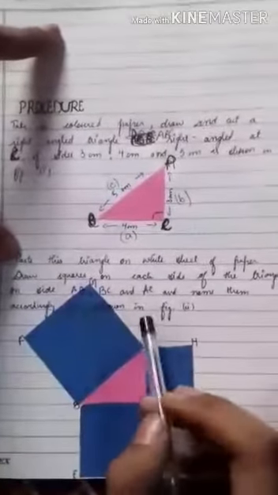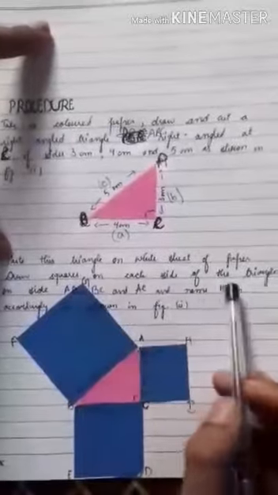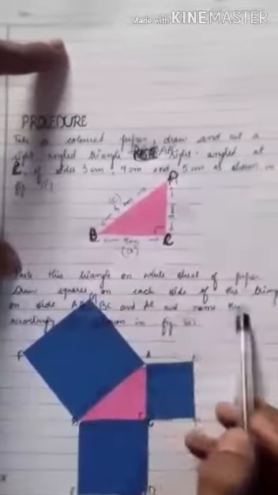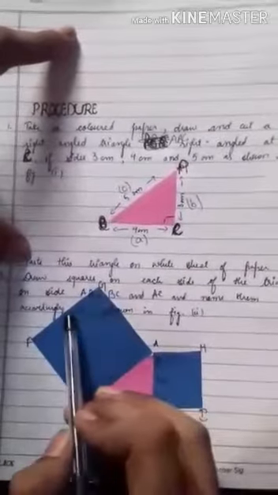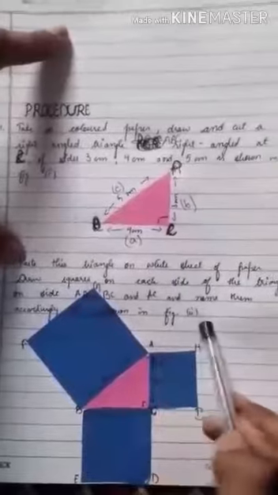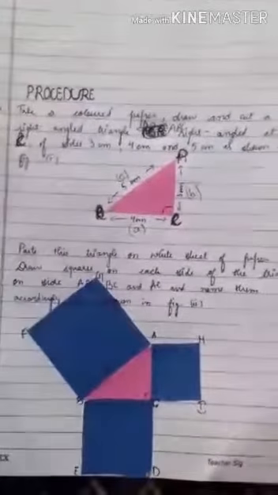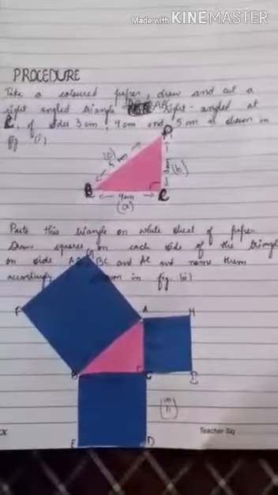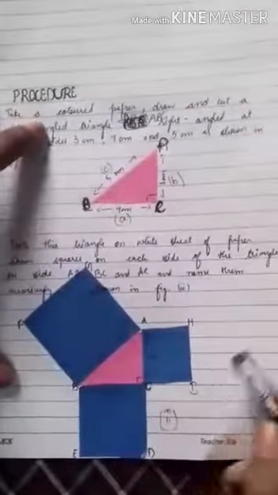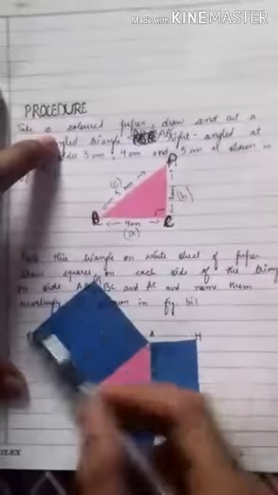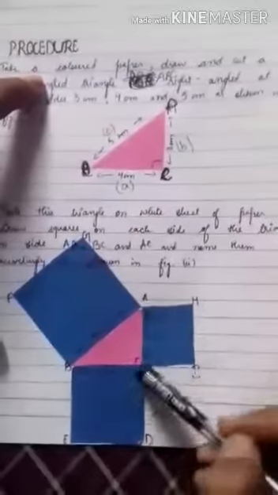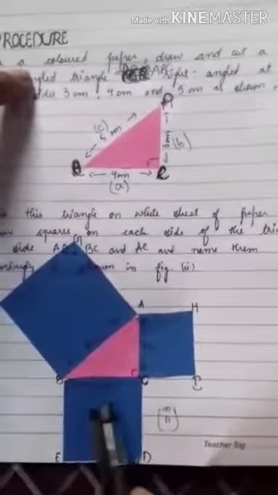Third step, draw a square on each side of the triangle, sides AB, BC and AC, and name them accordingly as shown in figure 2. This is my figure number 2. In it, I have drawn a square on AB of 5 centimeter, a square on the altitude AC of 3 centimeter, and here BC is 4 centimeter.